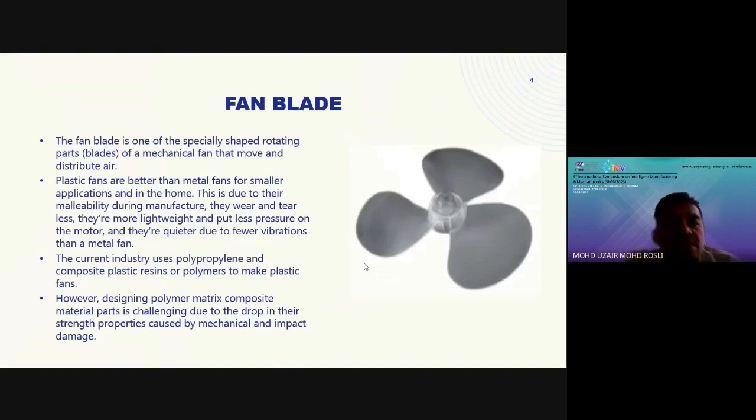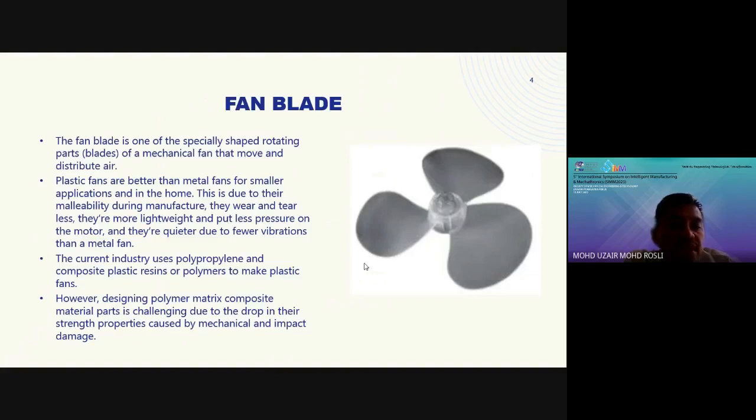Introduction. Let me explain about the fan blades. The fan blades are specially shaped rotating parts of a mechanical fan that move and distribute air. Plastic fans are better than metal fans for smaller applications and in the home, due to their durability during manufacture and less wear and tear. They are more lightweight and put less pressure on the motor, and they are quieter due to fewer vibrations than the metal fan.